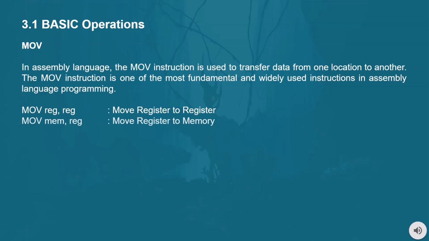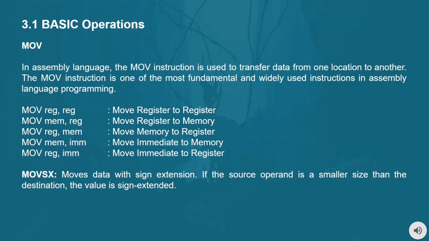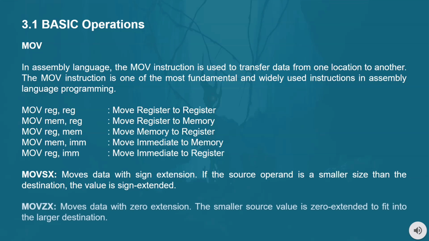You can use the MOV instruction in assembly language to transfer data between registers, memory, and immediate values, with variations like MOVSX and MOVZX for sign extension and zero extension respectively, to handle different data sizes.